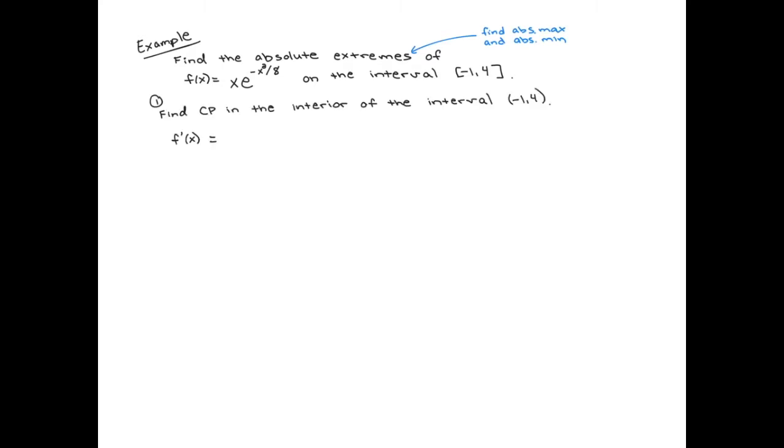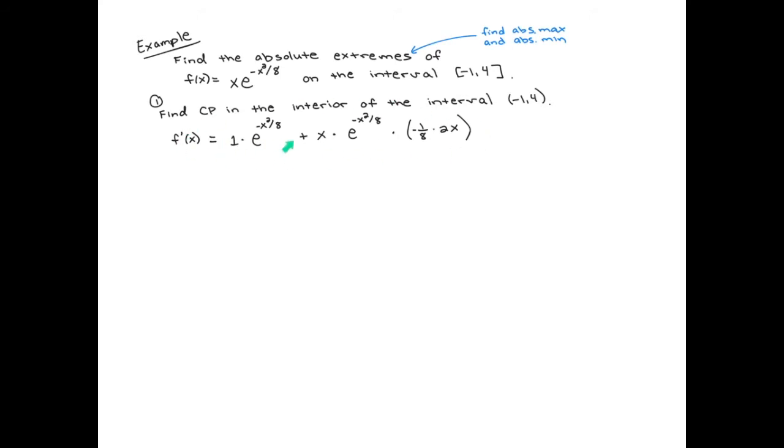Okay, first step, like we said in the last slide, is we have to find the critical points on the interior of the interval from minus 1 to 4, not including the endpoints. We'll take care of that in the next step. But let's calculate the first derivative. Of course, we have to do the product rule together with the chain rule. Make sure that you check this out and maybe pause the video and do the product rule on your own.